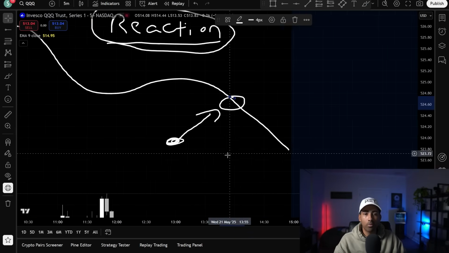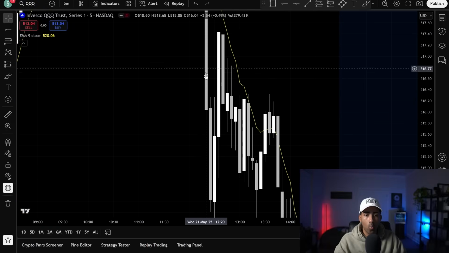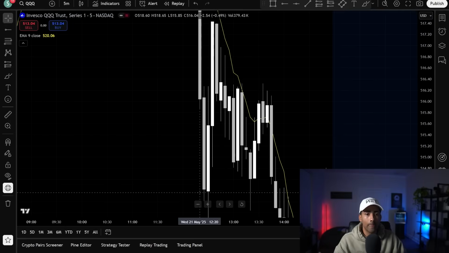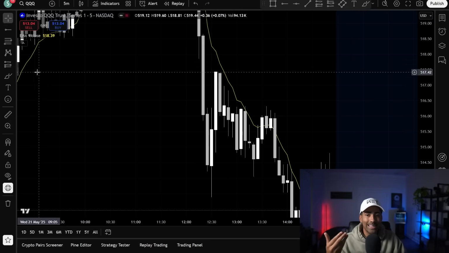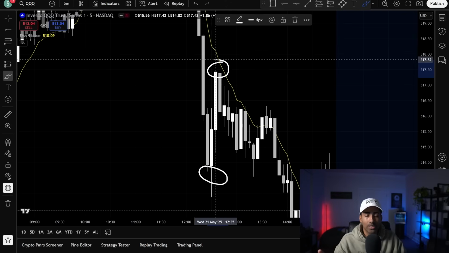So if price goes way off of this line, for example here, we come way off of this line all the way down here. What's most likely to happen? Well, remember, it's an average. So it's going to probably reverse all the way back to this line.